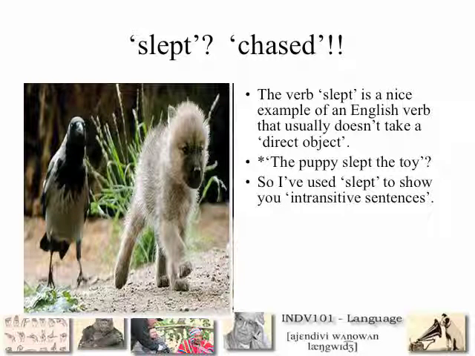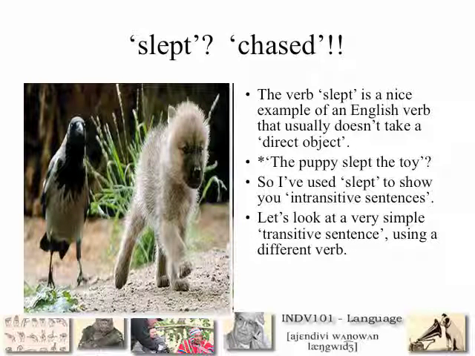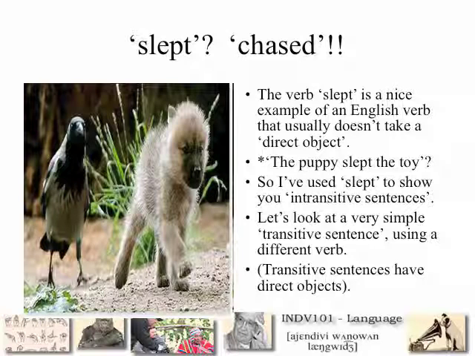So the sentences that I've shown you using slept are what we call intransitive sentences. Intransitive just means sentences where you can't have a direct object. Now we're going to look at a very simple transitive sentence using a different verb. And of course a transitive sentence is a sentence that does have a direct object.